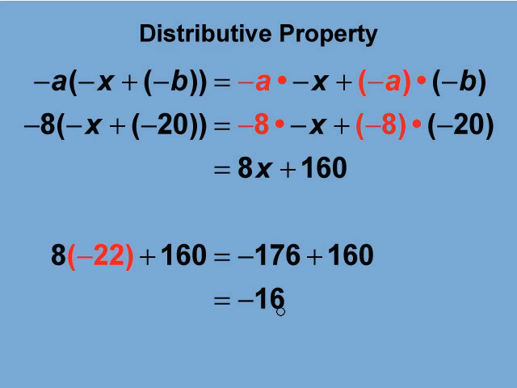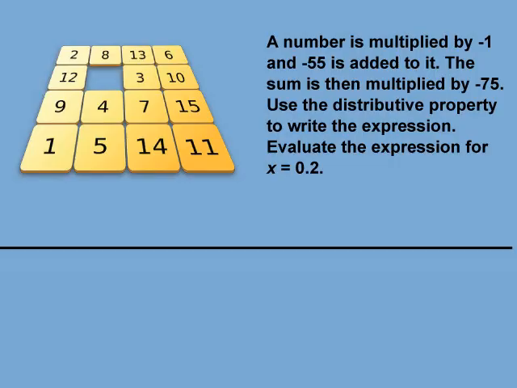Let's look at a final example. A number is multiplied by -1 and -55 is added to it. The sum is then multiplied by -75. Use the distributive property to write the expression. Evaluate the expression for x equals 0.2. This is a final example of converting words into an algebraic expression.